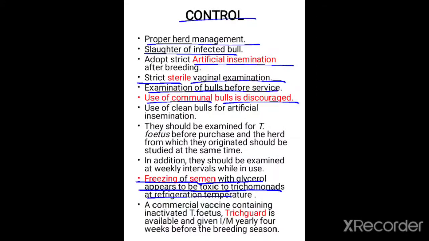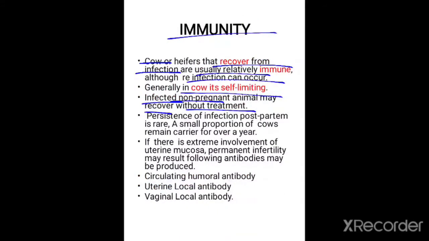Freezing semen with glycerol appears to be toxic to Trichomonas at refrigeration temperature. And when it comes to the immunity, cows are generally immune after recovery from the disease. Generally in the cow, it is a self-limiting disease, and an infected non-pregnant animal may recover without treatment.